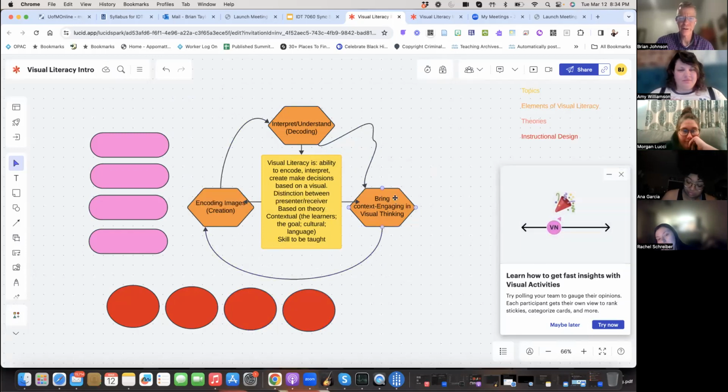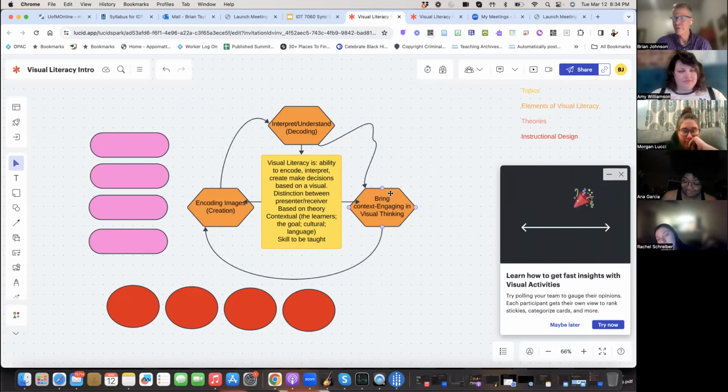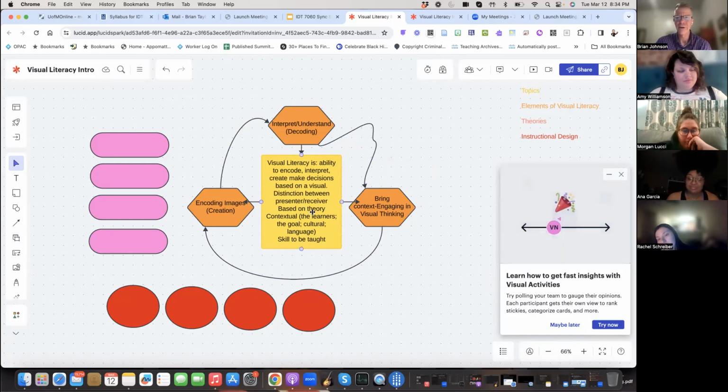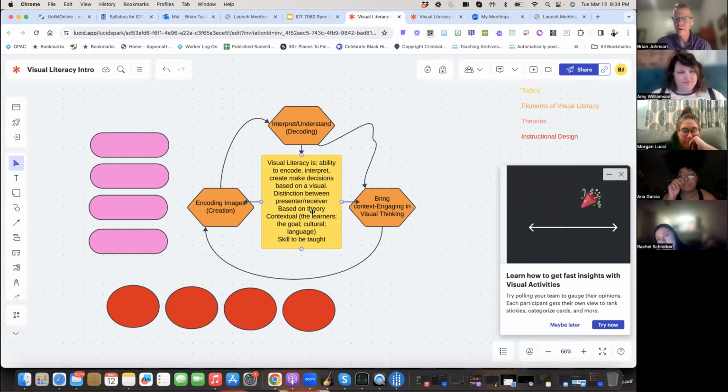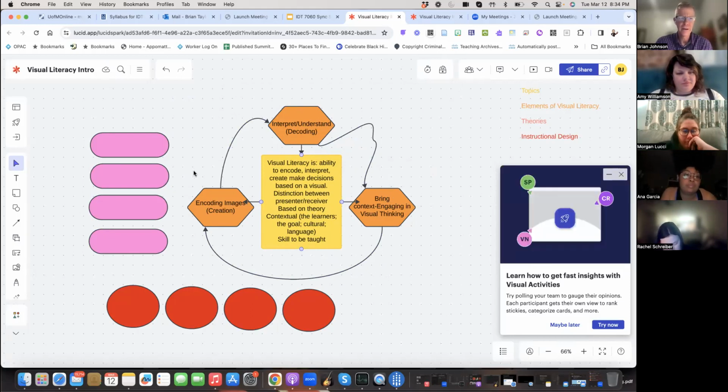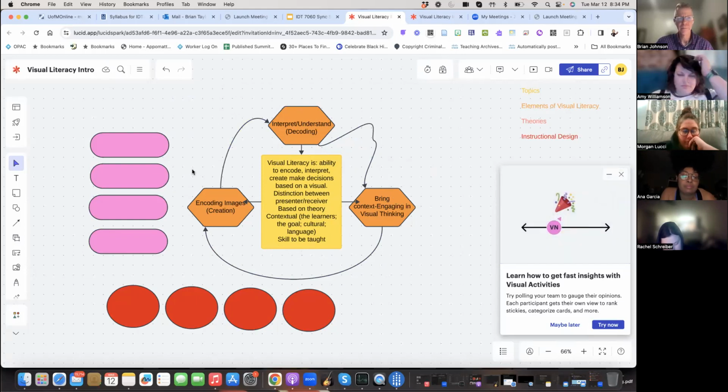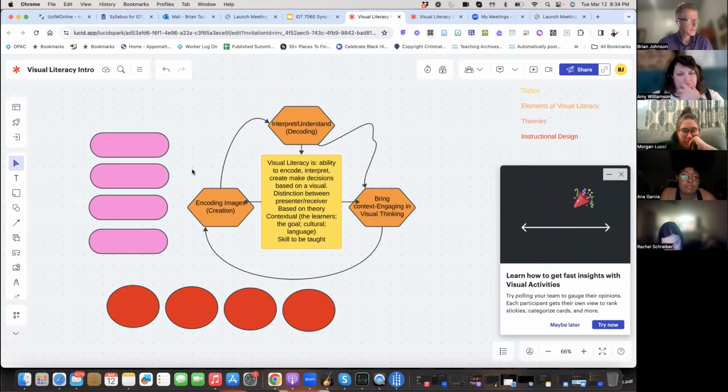So not a perfect loop, but you could almost say that these are the elements that all revolve around this. Now we mentioned, I think in our definition at the beginning, it's based on theory. So what kind of theory underlies visual literacy? What were some of the big theoretical ideas in our reading this week? What were some of the theories?